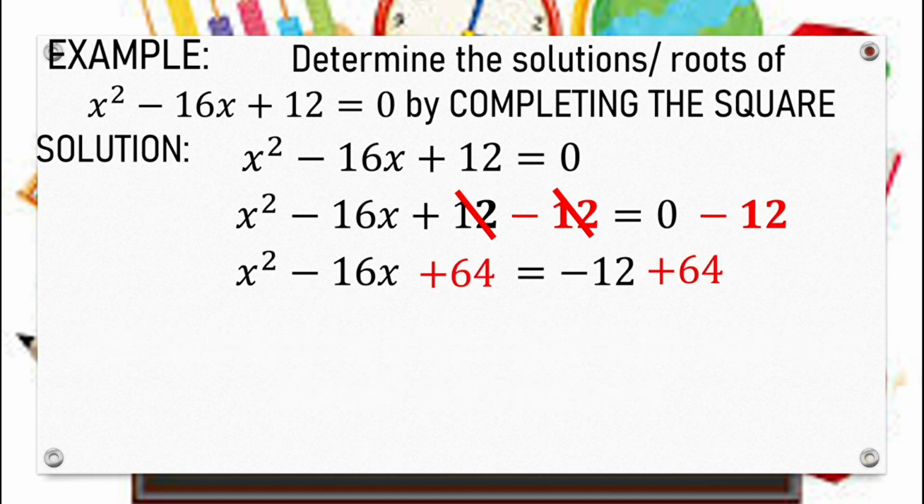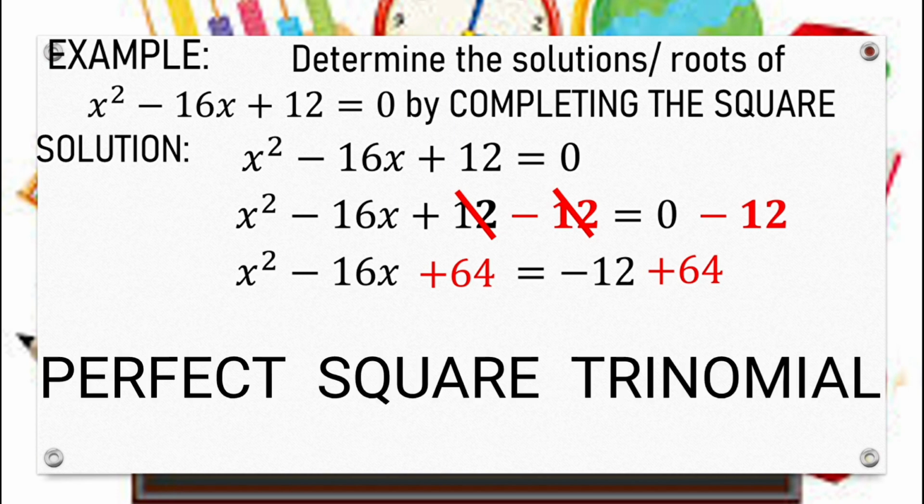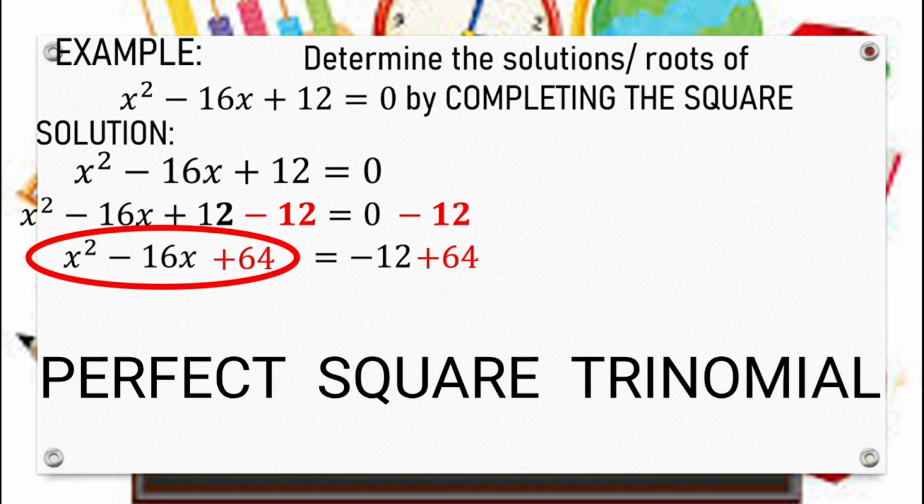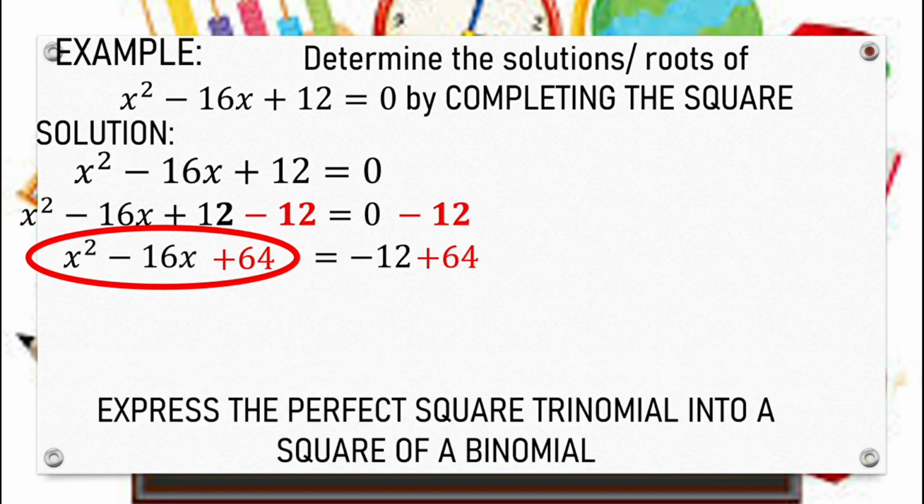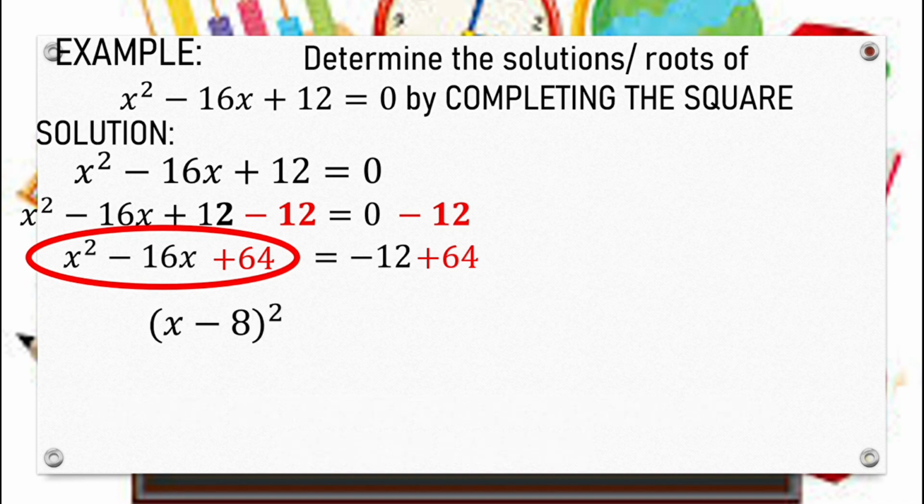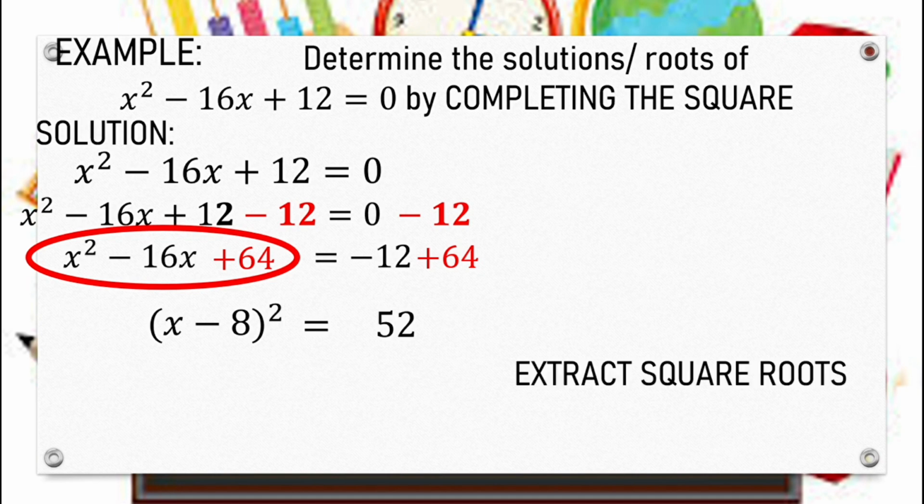64 will be added on both sides of our equation, making x squared minus 16x a perfect square trinomial. Let us express this into a square of a binomial, making x squared minus 16x plus 64 equal to quantity x minus 8 squared equals 52. Then, let's apply extracting square roots.